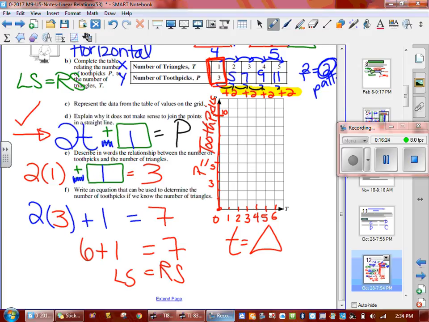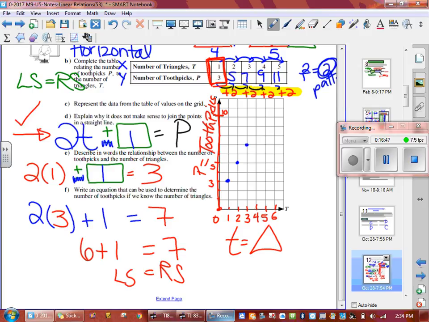So one triangle is made from 3 toothpicks. 2 triangles is made from 5 toothpicks. 3 triangles is made from 7 toothpicks. What do you notice the points are doing? Going up by 2. They're going up by 2, but look at what I'm going to do.